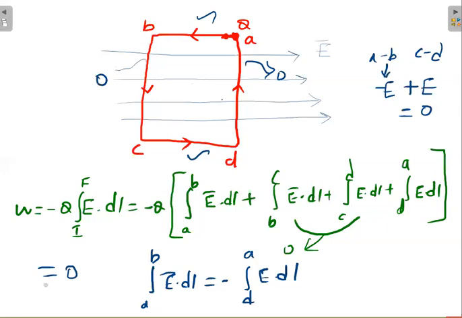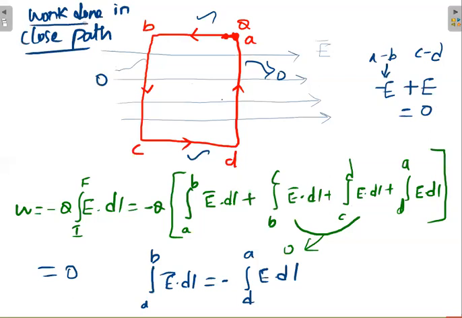So work done in a closed path is always zero. Please note down clearly: work done in a closed path under a static electric field is always zero. Work done in a closed path is always zero. Okay, so what is the conclusion? Work done is zero.